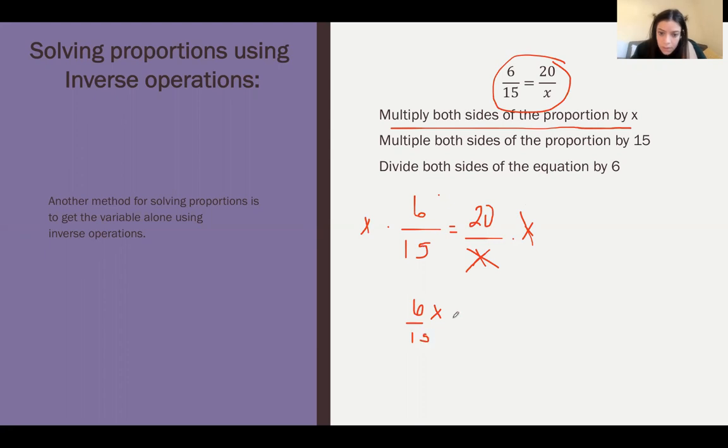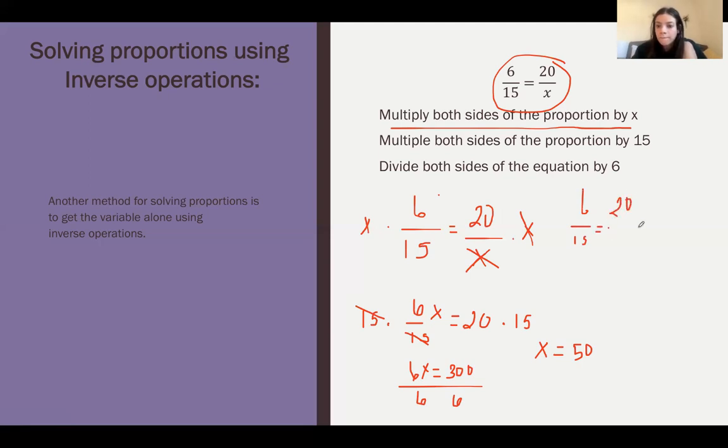And then here we get 6/15 x equals 20. The next thing we're going to want to do is multiply both sides by 15. Similar to multiplying by x, since we're dividing by 15, our 15s get canceled out, so we get 6x equals 300. Then you want to divide both sides by 6, and we get x equals 50. So the final proportion is 6/15 equals 20/50, and those are two equal ratios.